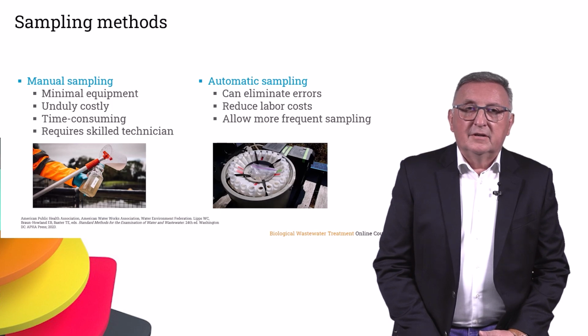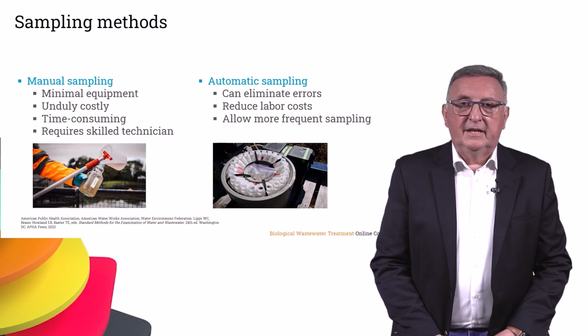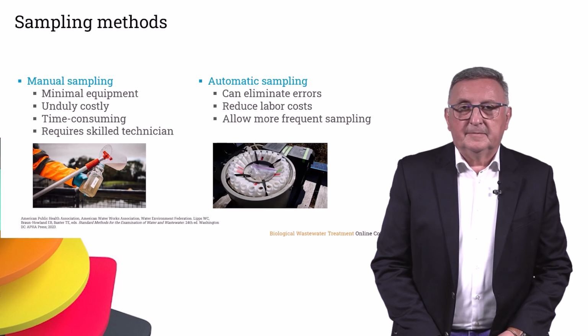Sampling methods are mostly divided in two groups: manual sampling and automatic sampling. For manual sampling, you need minimal equipment, it's unduly costly, it is time-consuming, and required skilled technician. When you apply automatic sampling, you can eliminate errors, reduce labor cost, and allow more frequent sampling.